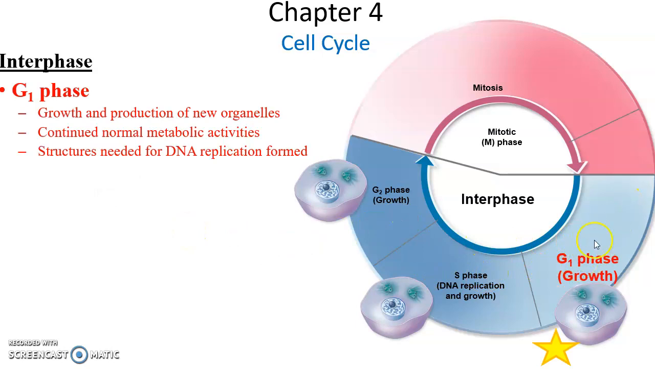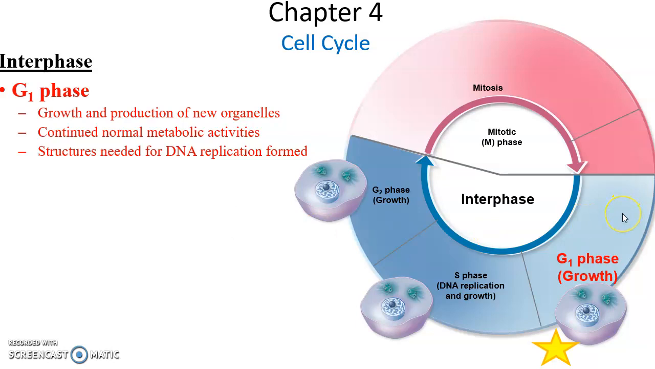G1 phase is the initial growth phase. After the new cell is produced from mitosis, it's a little smaller than normal. So that cell needs to grow, needs to produce new organelles to get to the size it needs to be to undergo its normal activities. And also during this phase, you have structures needed for DNA replication also being formed in anticipation for future phases.